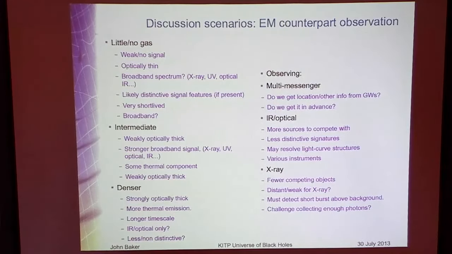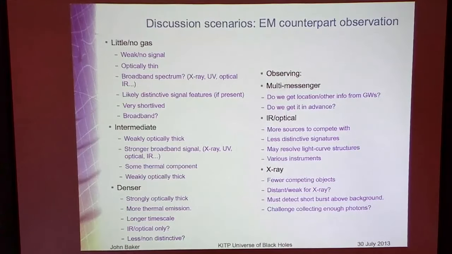Or you could have the other extreme, a really dense, strongly optically thick cloud of gas around, and all you get out is some kind of thermal, heavily reprocessed, slowly decaying signal over a longer time scale, and it doesn't really distinguish itself from any other infrared signal in the galaxy that you're looking at. It looks just like some kind of star forming region, or a pile of stars, whatever. And there's an intermediate region that's probably the sweet spot where you hope to get some interesting signals from.